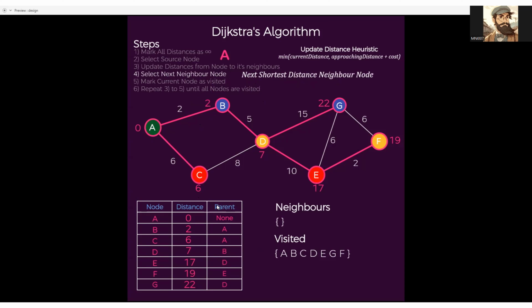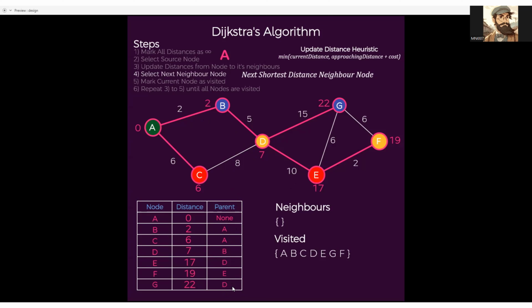And the other thing is, we can also include a parent attribute here. Whenever we update a path, for example the distance of B, we can assign its parent, so from which node we traveled to get this distance. For B, we have the parent as A, and similarly for C, we have parent as A. Then for D, we have parent as B, and so on. So we use this updating of parents.